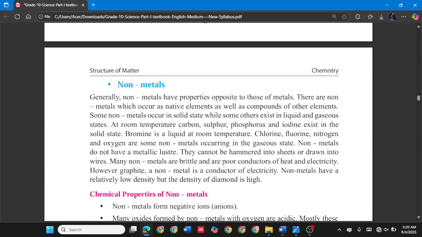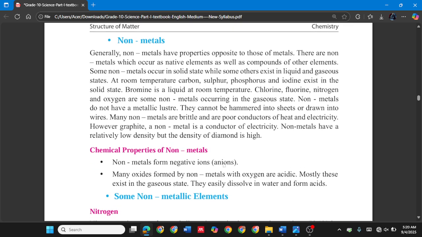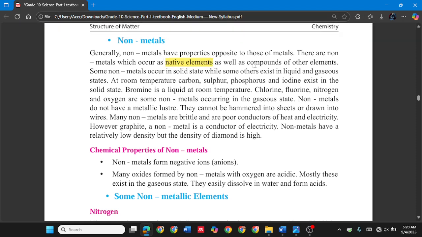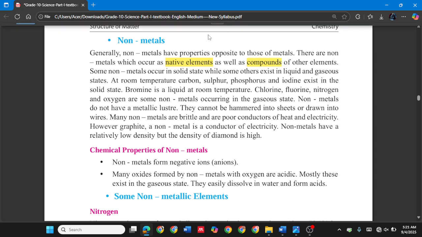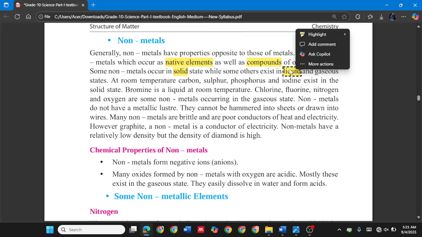Okay. Then we have discussed nonmetals. In general, nonmetals have properties opposite to those of metals. There are nonmetals which occur as native elements as well as compounds. So they have both native elements and compounds of other elements. Some nonmetals occur in the solid state while some exist in the liquid state. So this has multiple characteristics.